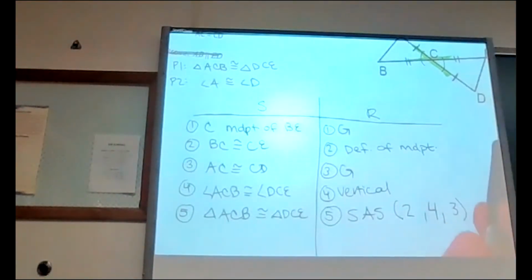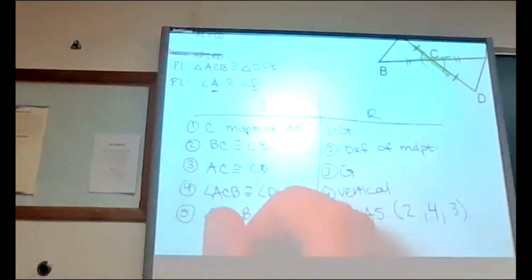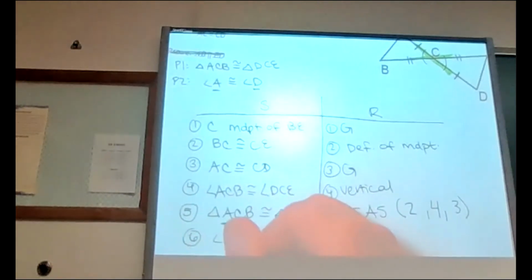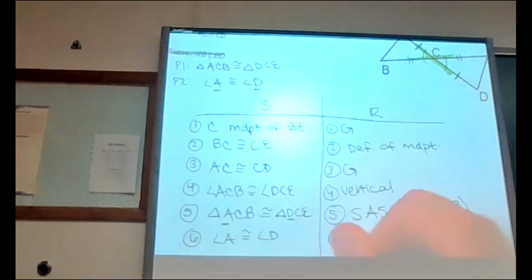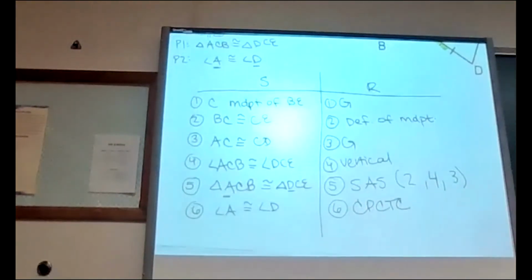If they are congruent, then the corresponding parts are congruent, which means A is congruent to D by CPCTC.